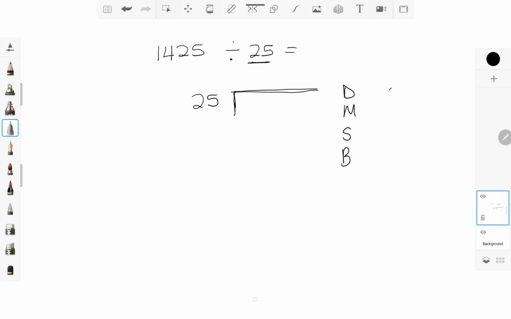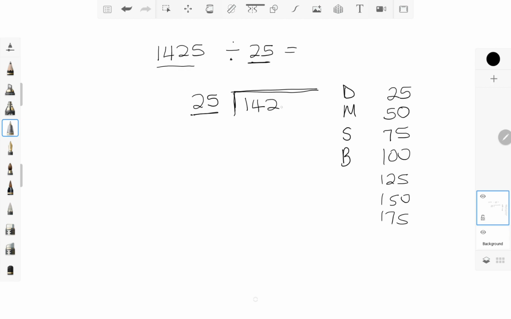And then the next thing you need is your multiples or your timetables. So the multiples that you will always be looking at is the number on the outside. So 25, 50, 75, 100, 125, 150, 175. We write about 5 to 6 multiples, and if it's required, then we continue with the multiples. The big number goes in the house or under the roof.